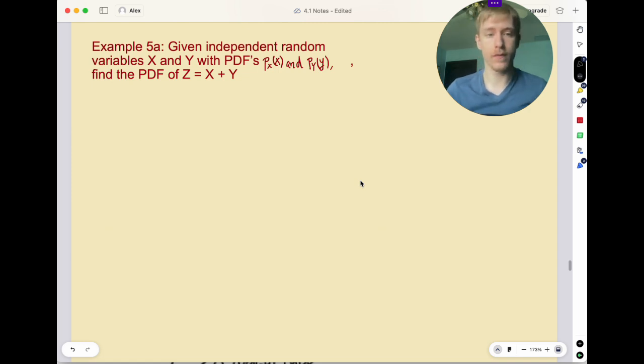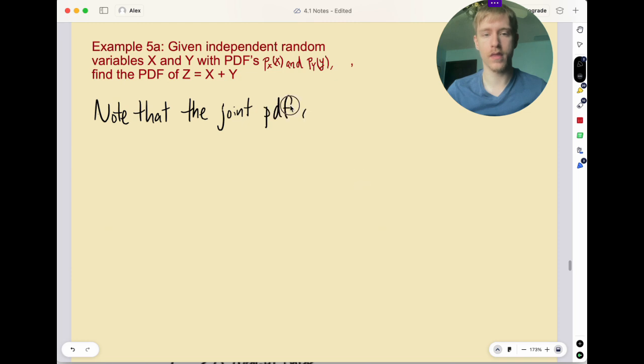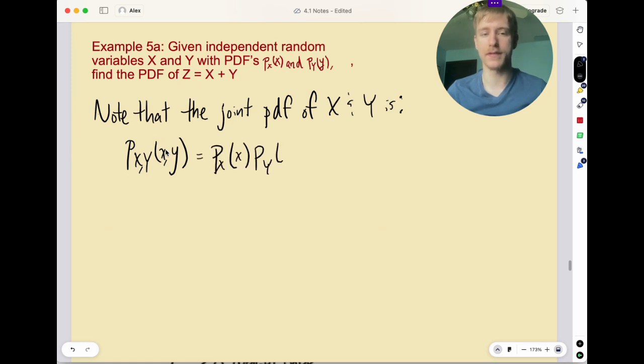Okay, so the first thing that I'll do is I'll note that the joint PDF of x and y is given by p_xy of little x and little y, but since x and y are independent, that's going to be the product of these individual PDFs. Okay? And this is since x and y are independent.